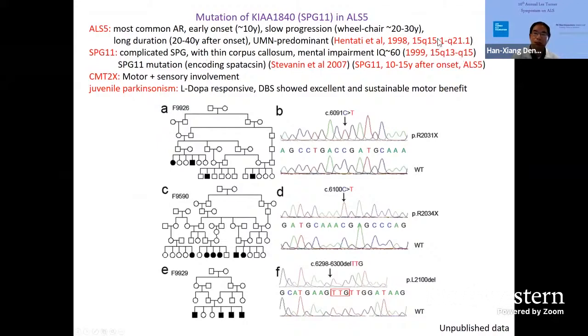So when Stevanin identified this mutation, because SPG11 and ALS5 looked like an overlapping locus, and clinically they are overlapping, we also tested whether ALS5 is the same gene mutation in the family. We tested all 3 families, and indeed we found that all the families initially used to map ALS5 have homozygous mutations in the SPG11 gene.